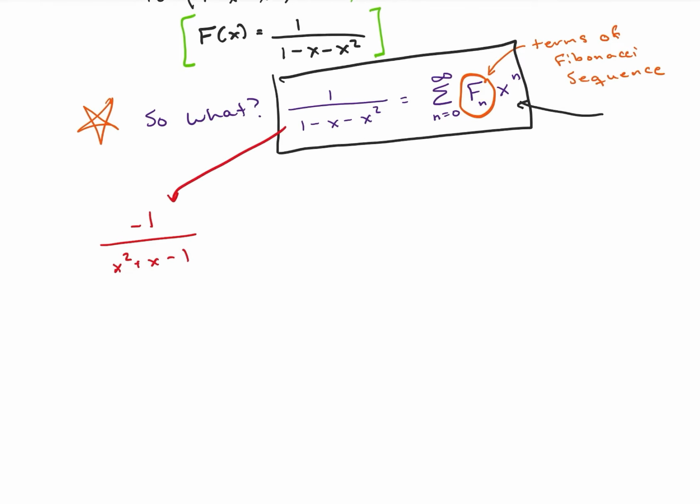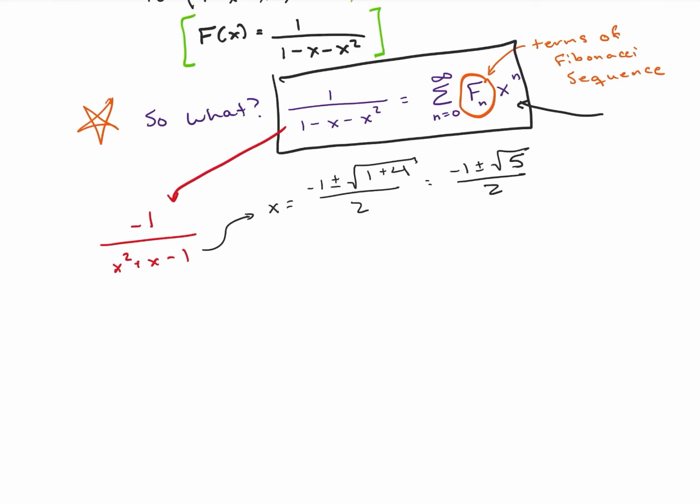some work here with this fraction. So we're going to do some partial fraction decomposition. In order to do that, I need to know what my roots are. So my roots are going to be x equals negative 1 plus or minus the square root of b squared minus 4ac, which is 1 plus 4, over 2, which gives me negative 1 plus or minus the square root of 5 divided by 2.